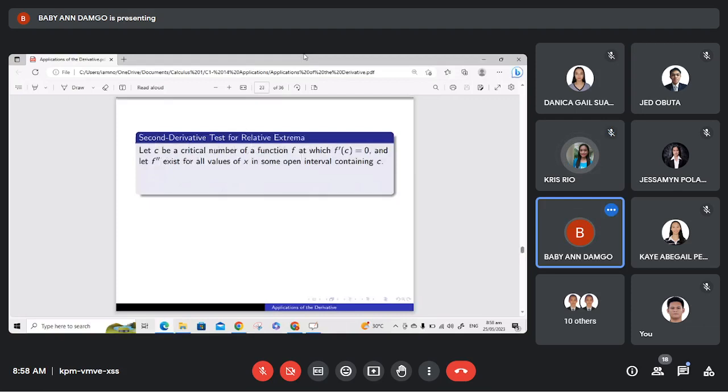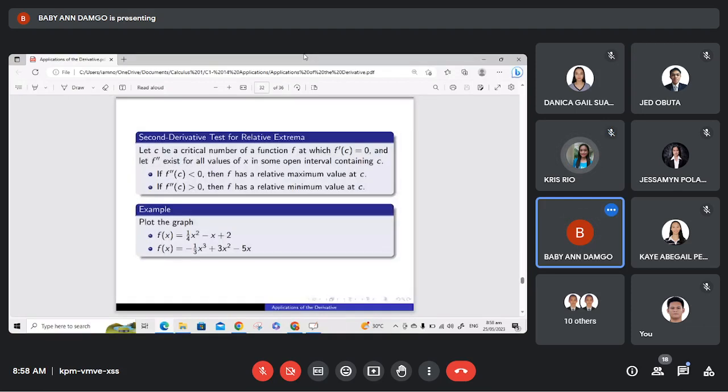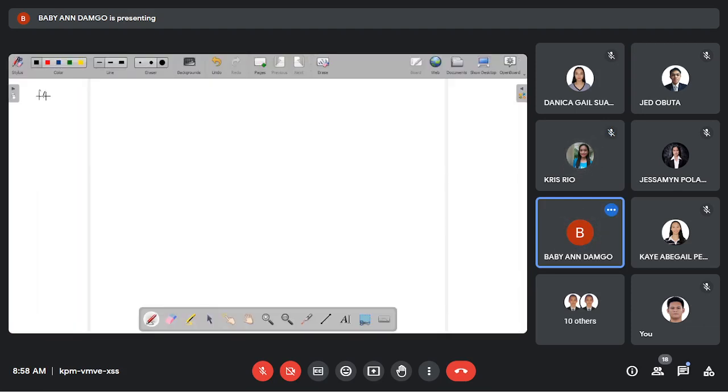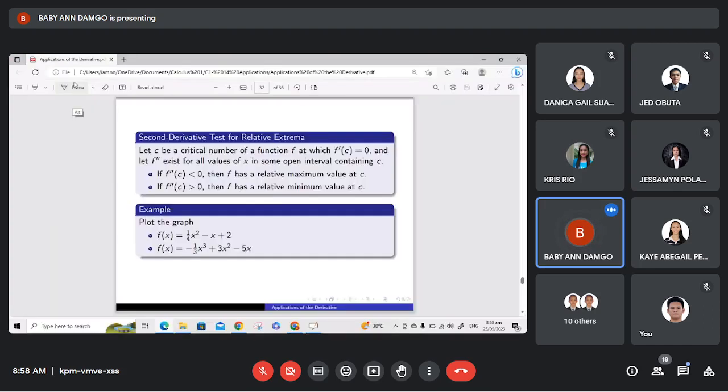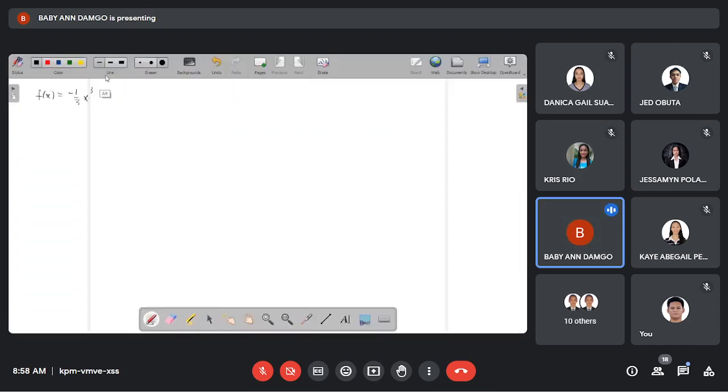So we have here f of x is equal to negative 1/3 x cubed plus 3x squared minus 5x. Okay, so first find the first derivative. So f prime of x is negative x squared plus 6x minus 5. Okay, next we need to find the critical value or the point or the number.